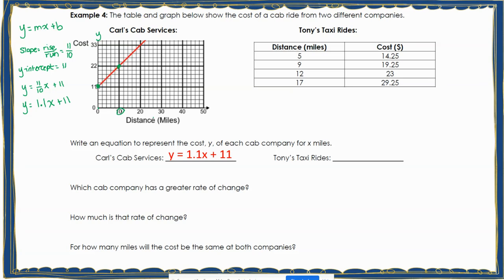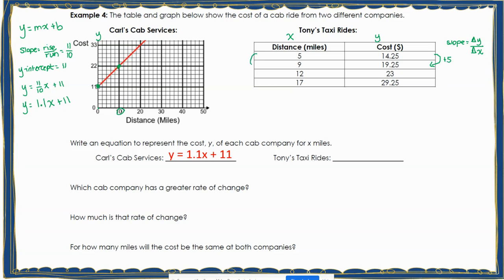Now let's do the same thing, but for Tony's taxi ride. So remember, distance is our x values and cost is our y values. So the first thing we want to see is our slope. So we're looking for change in y divided by change in x. Well, our y values go from 14.25 to 19.25. That's an increase of 5.